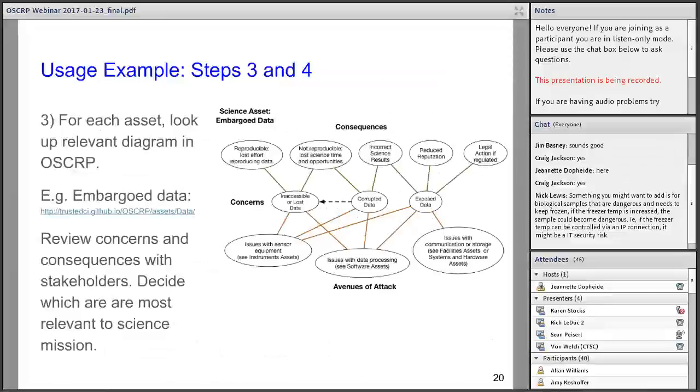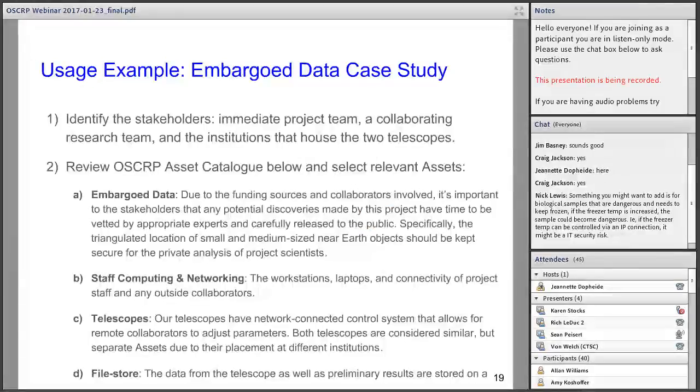Let's see. I think at this point, Vaughn, I was actually going to hand it on to you, although perhaps you might want to continue on this existing slide.